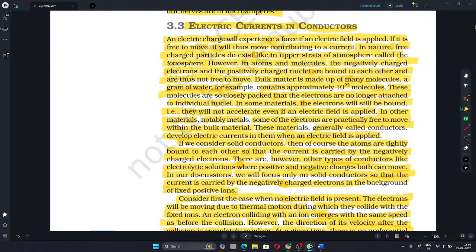Bulk matter is made up of many molecules. A gram of water, for example, contains approximately 10^22 molecules. These molecules are so closely packed that the electrons are no longer attached to individual nuclei. In some materials, the electrons will still be bound, that is, they will not accelerate even if an electric field is applied. In other materials, notably metals, some of the electrons are practically free to move within the bulk material. These materials are generally called conductors.